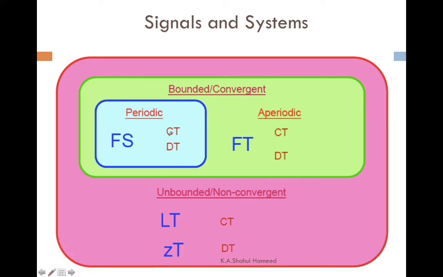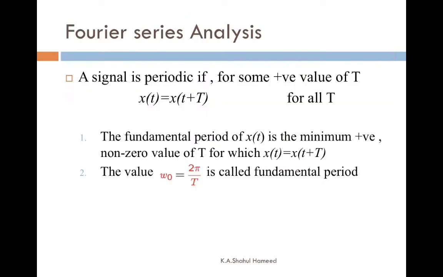It may be continuous or discrete. We have to use the Fourier series technique to represent the signal. At the same time, if the signal is aperiodic, under bounded and convergent, we have to use the Fourier transform technique, whether it is continuous or discrete time. If the signal is unbounded and non-convergent, in the case of a continuous time signal, we have to use the Laplace transform, and if it is a discrete time signal, then we have to use the Z transform. This is a small introduction about different kinds of transformation and representation of signals and systems.